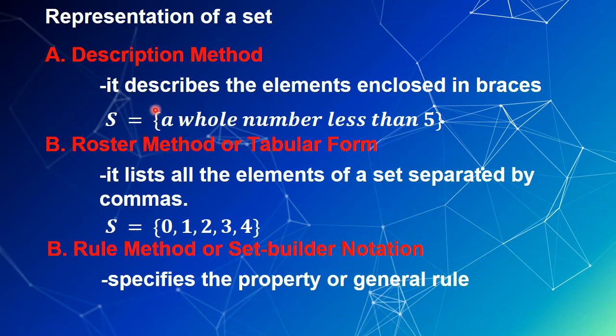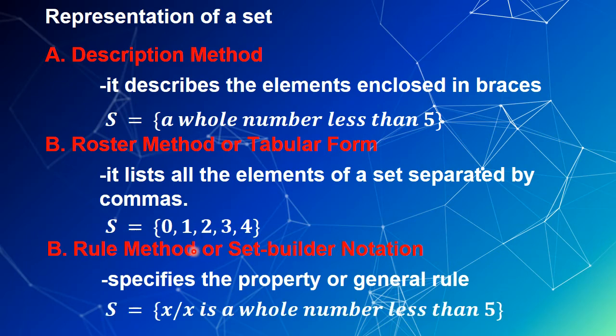So if we have this description method which is set S is a whole number less than 5 and we have all the elements written in the roster method, if we're going to write this one using the rule method, we have set S wherein x such that x is a whole number less than 5. So x slash x, this is read as x such that x. Then going back with the description method, you're just going to copy the description of the given set.